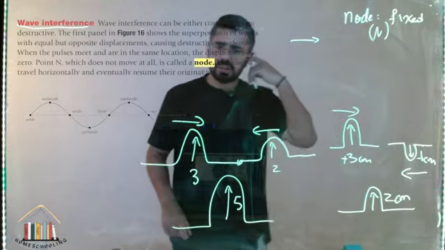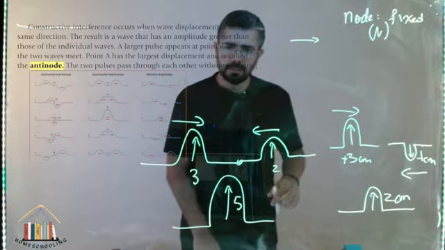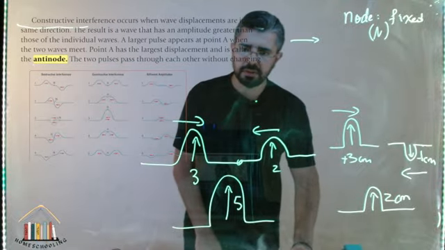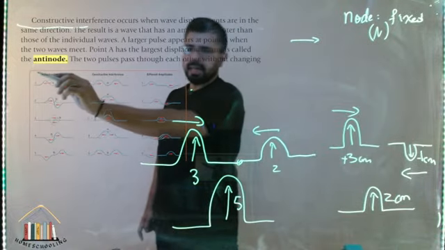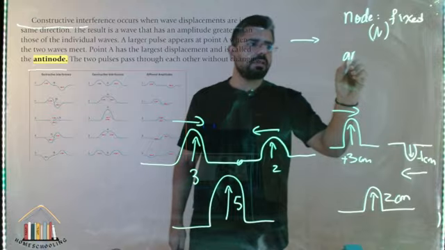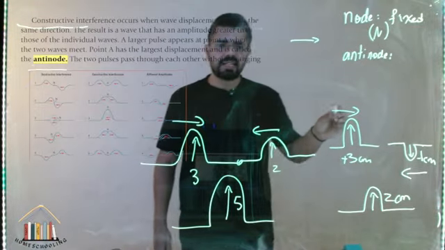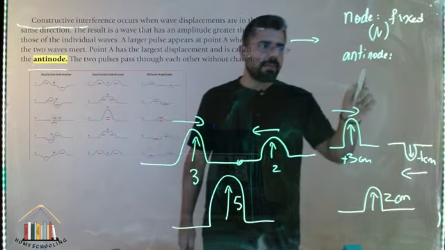The other part that we'll see here is the antinode. What do you mean by antinode? Antinode is opposite to the node. If node is fixed, antinodes move the maximum distance. They move to the maximum place.